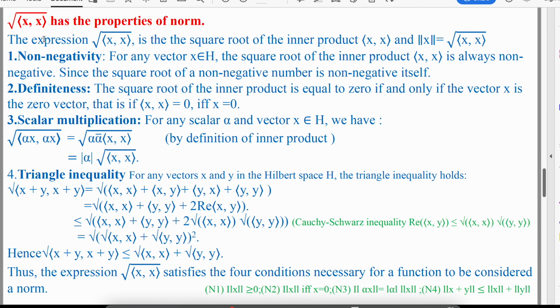Secondly, the square root of the inner product is equal to 0 if and only if the vector x is the zero vector, meaning the inner product of x with x is equal to 0 if and only if x is equal to 0.